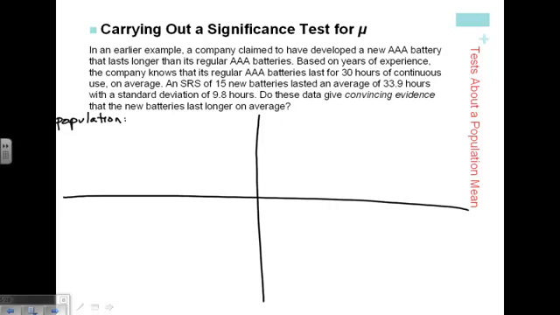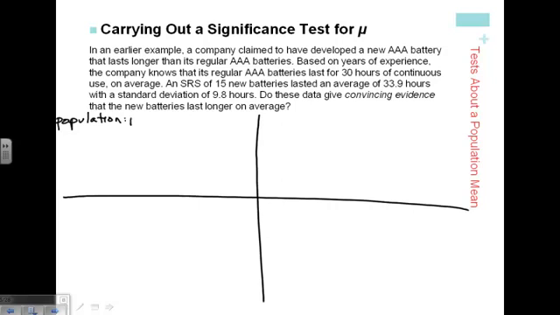All AAA batteries? No. First of all, our sample is 15. The company. Okay, wait. The company's batteries getting closer. The new AAA batteries. Not all AAA batteries. This company's, but not just this company's, but the new ones. We want to test whether the new ones last longer.